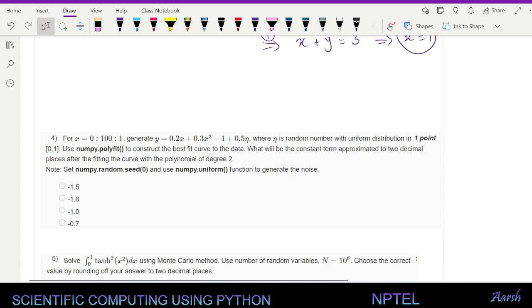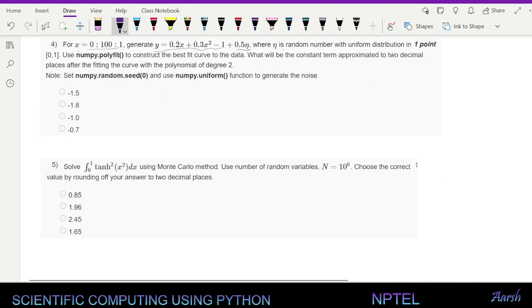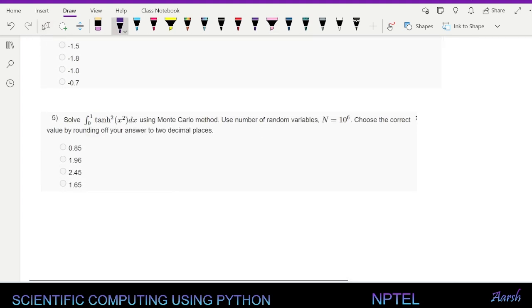Okay. Fourth one is again a coding question. So you are given an array of x's, then generate y's using this function. Plus there is a noise, a random number with uniform distribution, and then we have to fit the curve. So we will do this later. And the last one is also a Python question. So find this integral using Monte Carlo. So generating random numbers, the number of random variables is given, and then find the integral.